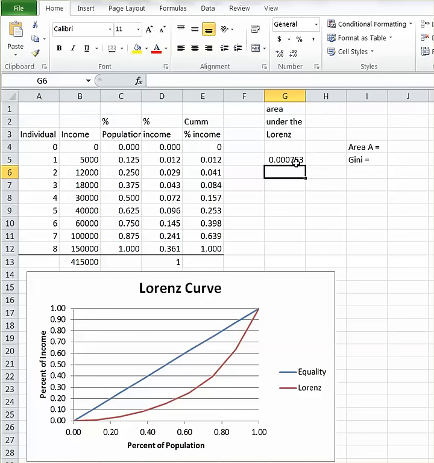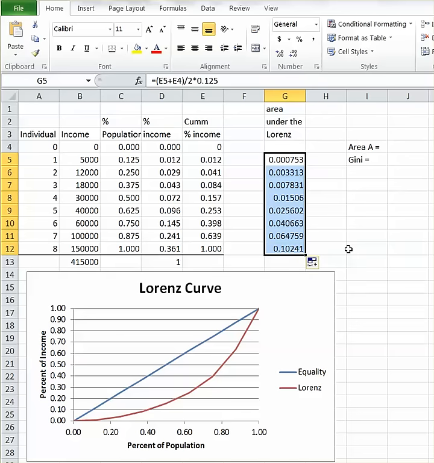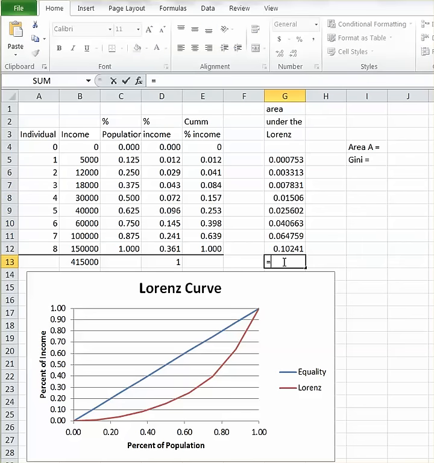So that's the area of the first smallest rectangle, and here's the next one, and the next one, and so forth. It would look like that, okay? And then down here, let's just sum them up. So this number here, 0.260392, is this area down here below the Lorenz curve. And what we really need is its opposite.